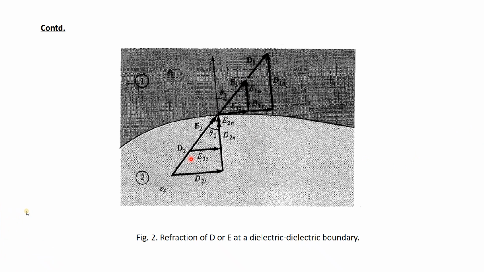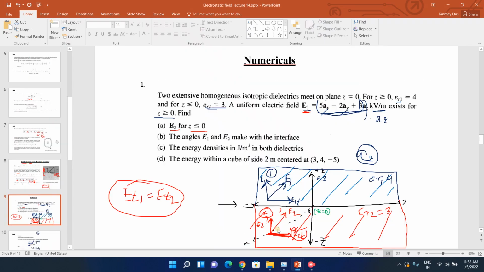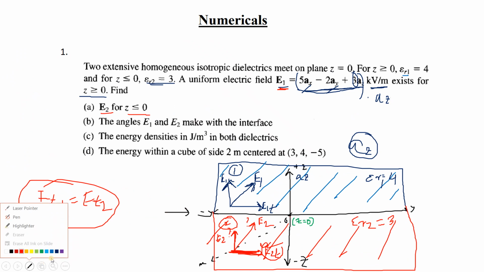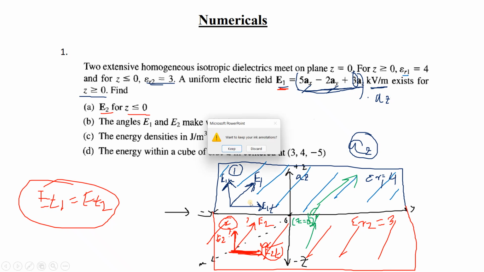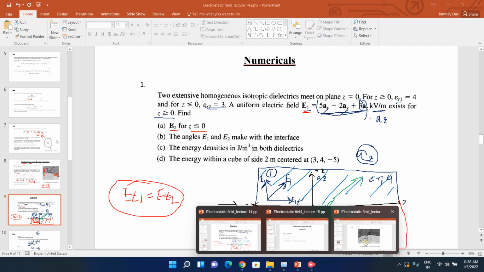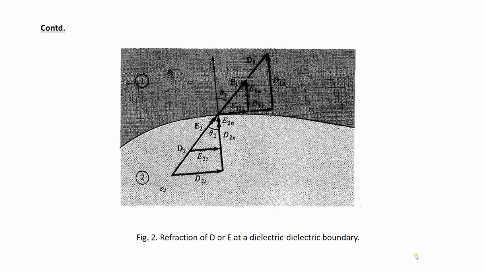That means if one medium is like this, medium number 1, medium number 2, they are projected in this way. So this is D2, this is D1. It is not always necessary that they will be of the same angle. If I show that this E1 is projected like this and E2 is projected like this, when they meet there will be some angle difference. The angle is different, so there is some refraction.